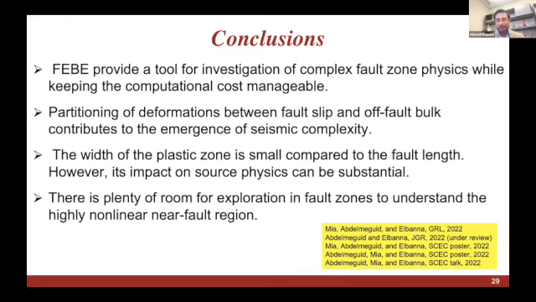And so it's really important, I think, to keep exploring this highly nonlinear near-fault region, because by doing this, we can understand the source physics better. And as a Star Trek fan, I think we can even at some point control earthquakes.